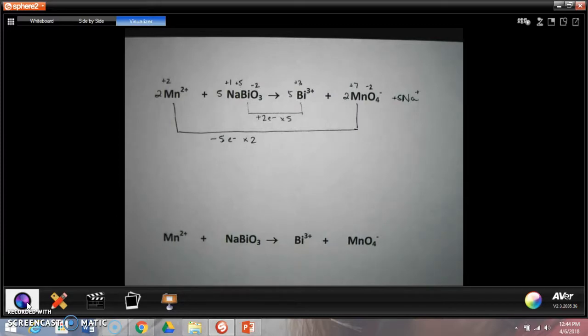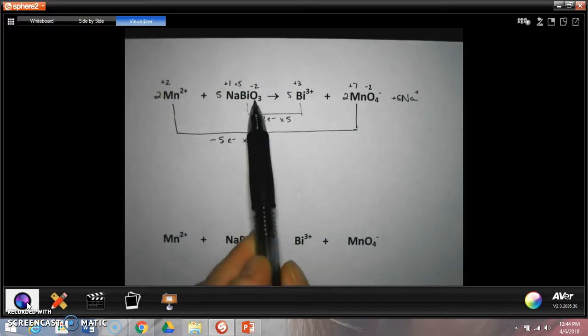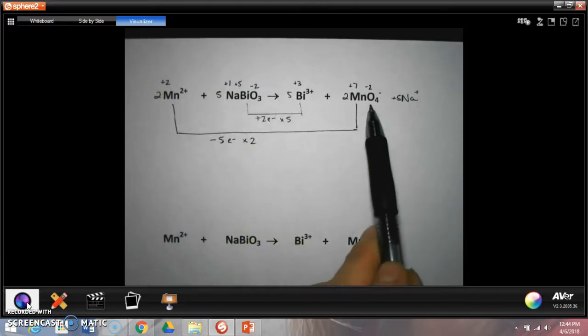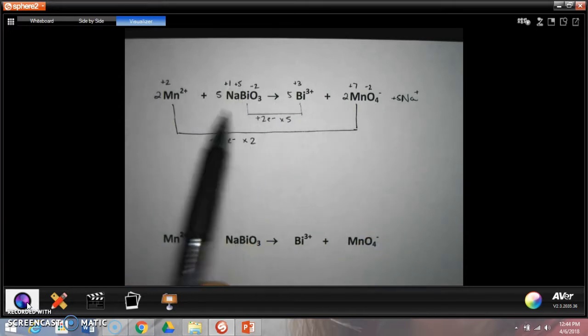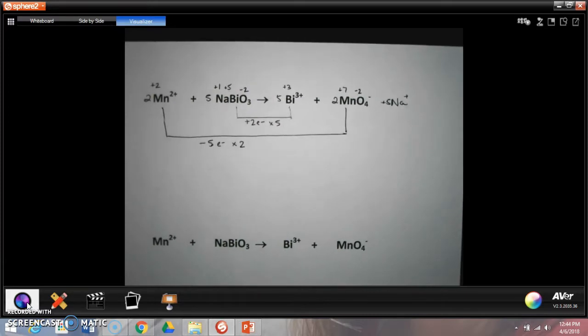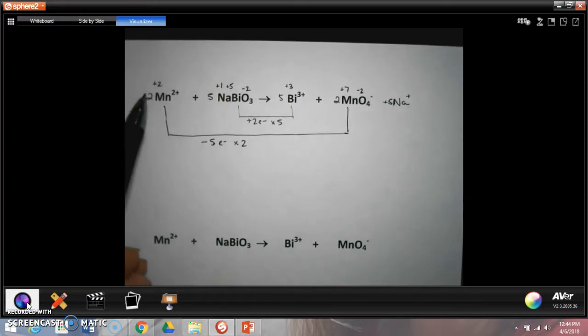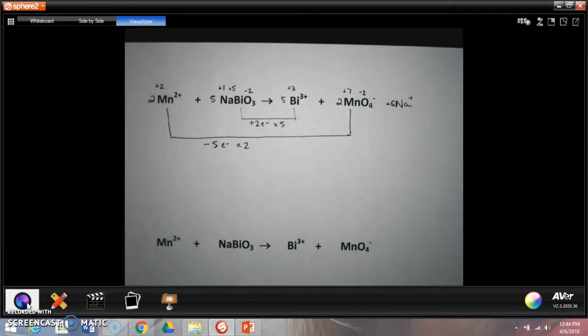All right, so now I need to deal with the oxygens. So 3 oxygens on this side, 4 oxygens on this side. So this guy is deficient. So you would think that I would need to add more OHs on this side. But here's the weird thing. You don't see H's anywhere in this equation.